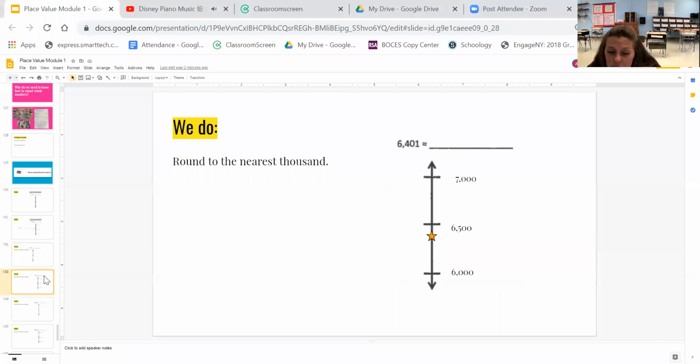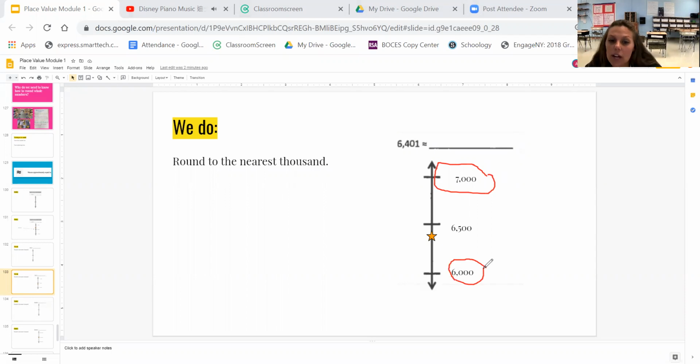All right, hopefully you labeled 6,000 because that's the base. We already know 6. One more than 6 is 7, and the midpoint is 6,500. That's exactly in the middle. I went through already and I labeled where I thought 6,401 would go, and now I can look at my two options. My first option is I could be rounding up, and it would be 7,000 as my friendly number, or I could round down, and it's 6,000.